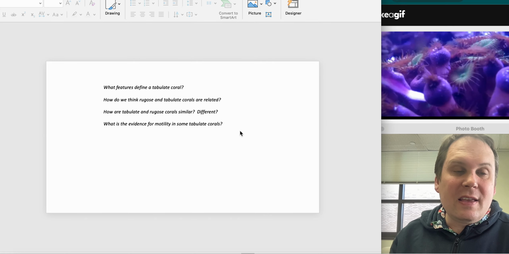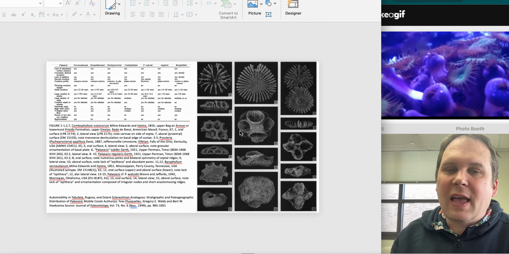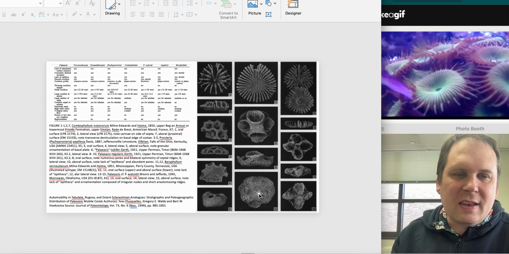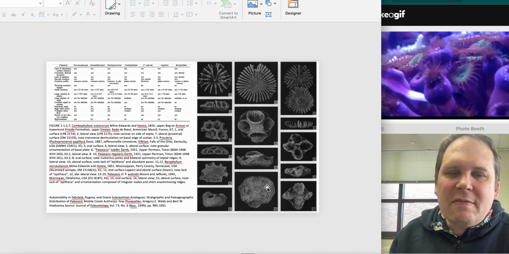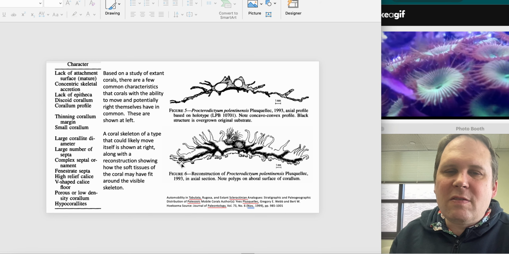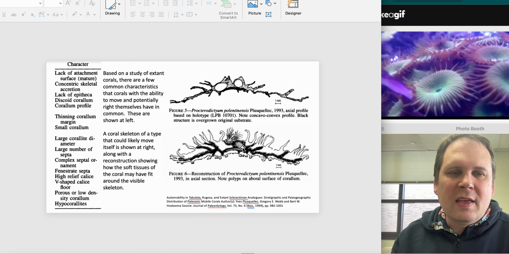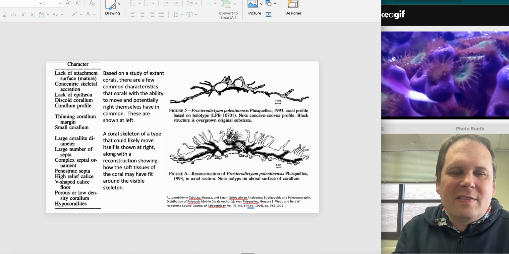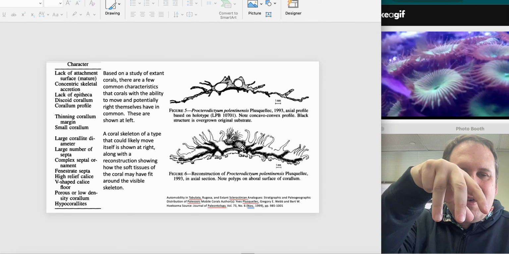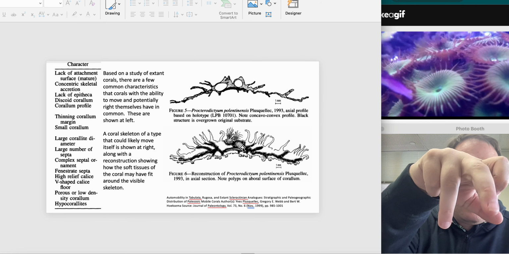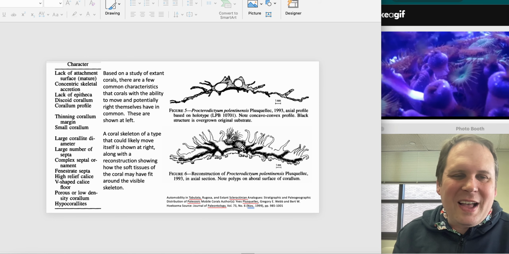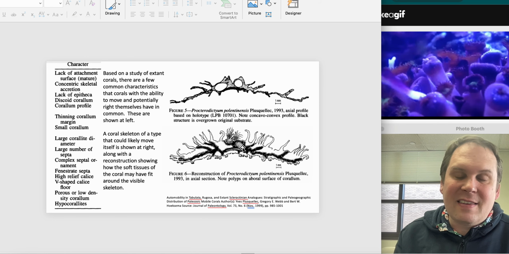What's the evidence for motility in some tabulate corals? Well, and we covered this in an earlier lecture, they don't have an attachment point, like an attachment scar, and they do have these little holes, which are connected up to tubes, and the tubes connect up to the center of the animal. So this animal is able to, just like a turtle, stick its little appendages out, and then presumably it can move along a little bit. We're reconstructing the movement because these have been dead for a while. Tabulate corals are totally extinct.